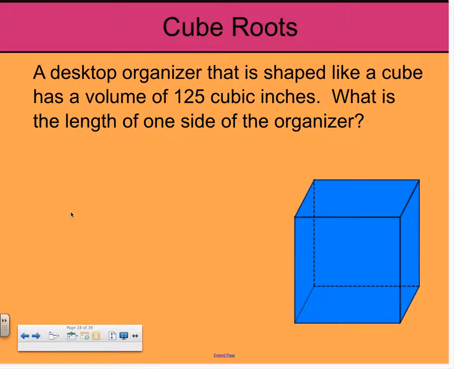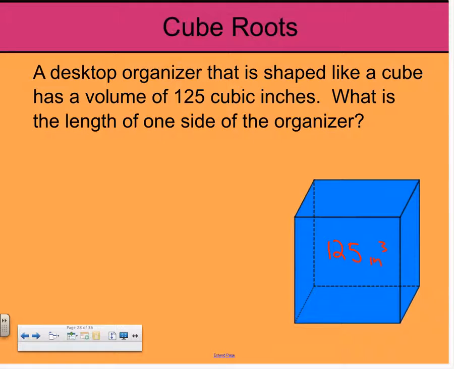Word problems. This is where everybody wants to shut down and just say, I can't do it. But you guys can. All you have to do is read and comprehend what they're asking you to do. In this case, we have a desktop organizer that is shaped like a cube, probably something like this one down here. It has a volume of 125 cubic inches. So we have 125 inches cubed. What is the length of one side of the organizer?